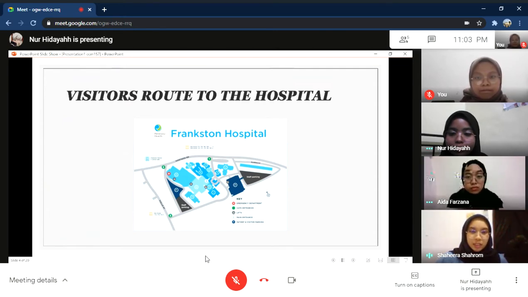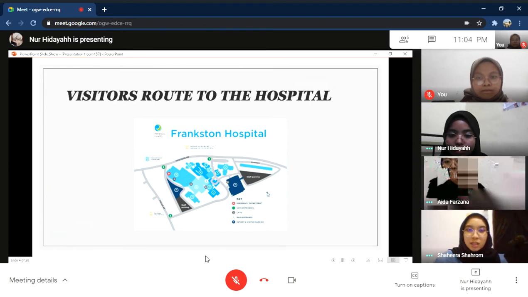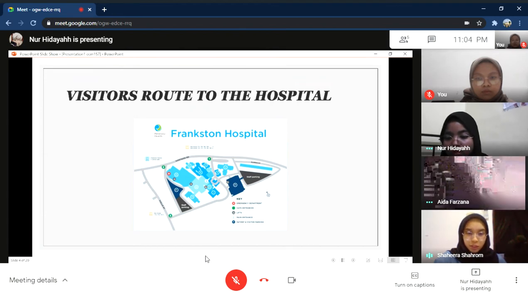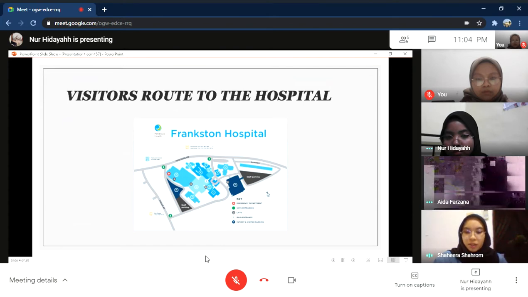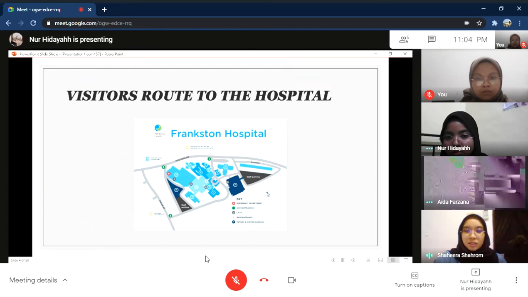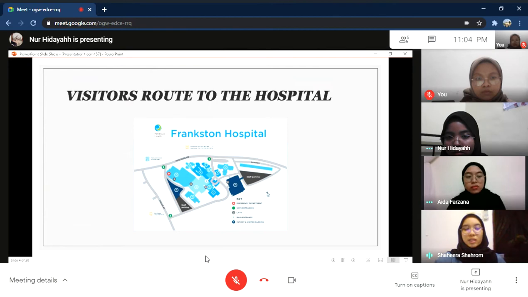As we can see here, there are three gate entrances which lead to the hospital, so that visitors can choose which route is suitable and the shortest route to the hospital. So there is also an emergency department for the emergency patients, and lastly there are also 4 parking lots that are separate for visitors and also staff. Okay, next.